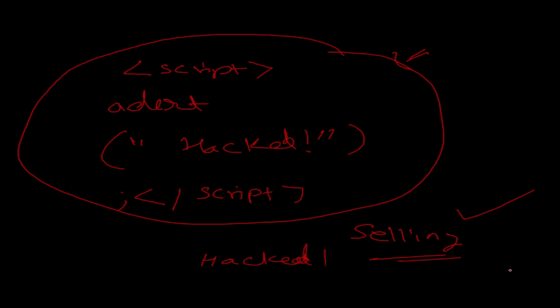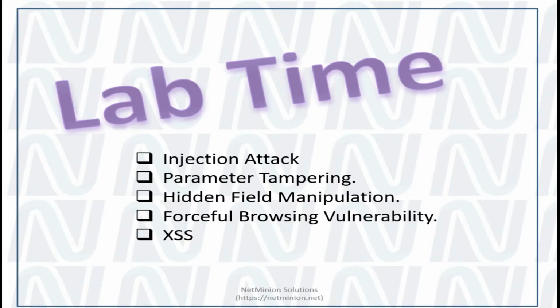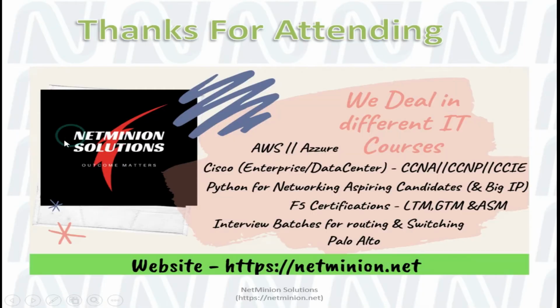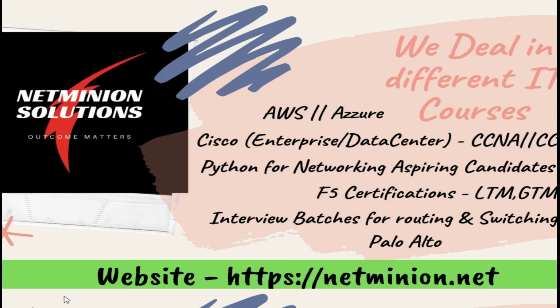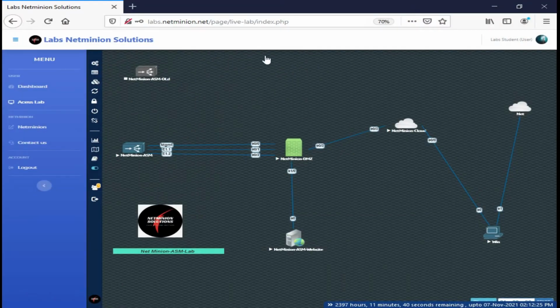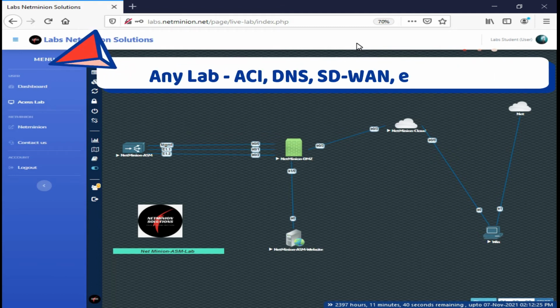So these 5 vulnerabilities we are going to test now in our lab, the NetMinion Solutions Lab, which you can purchase also if you do not have a lab on your PC. To go into the NetMinion lab, just go to www.labs.netminion.net. You can register over there, pay the fee, and get whatever lab you want to get. Not only the ASM but whatever lab you want.